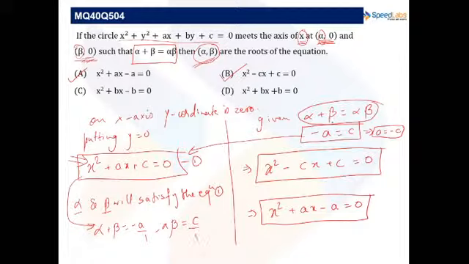So putting this value here, we will get minus a equals to c, or we can say a equals to minus c. Transforming this equation 1 in terms of c alone, we will get x square minus cx plus c equals to 0. And on transforming this equation in terms of a alone, we will get the other equation. So we are getting these two equations which have roots alpha and beta. So our answer is option A and option B.